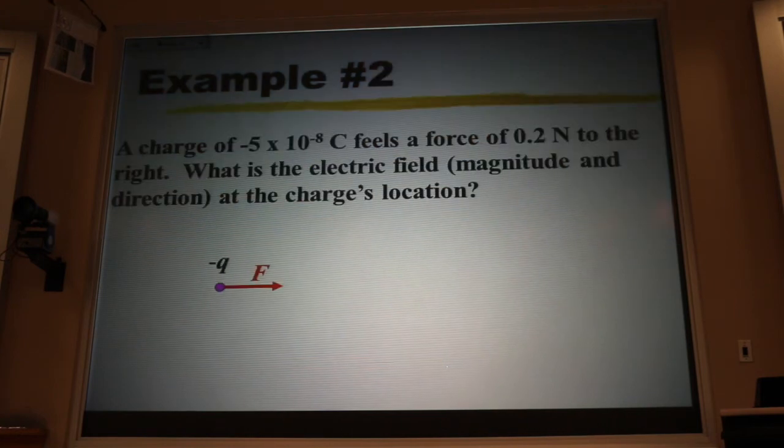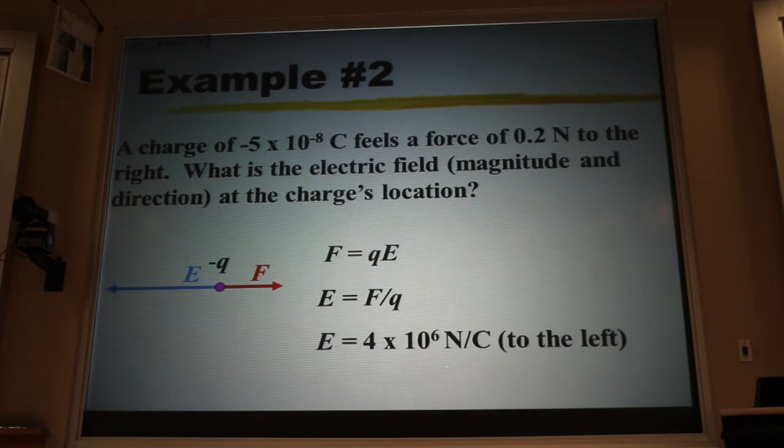Second example. A charge of -5 times 10 to the minus 8, we could also call that -50 nanocoulombs, feels a force of 0.2 newtons to the right. Now it's a negative test charge, so the electric field at that location is going to point which way? To the left. Okay? And to find the size, we would use this formula in reverse, solving for E, and we would get this value here.